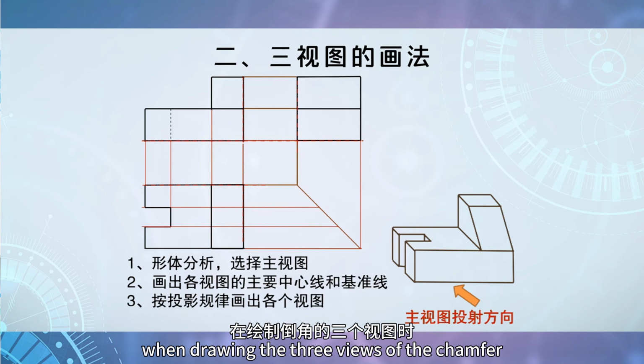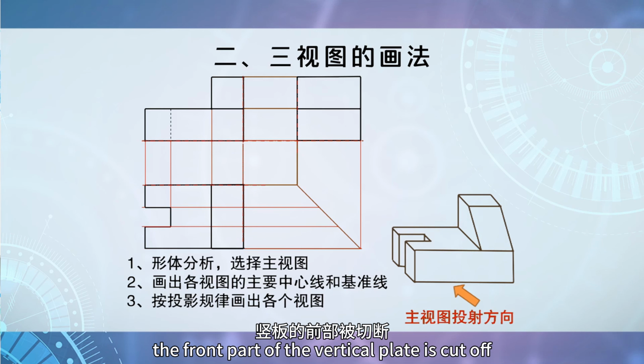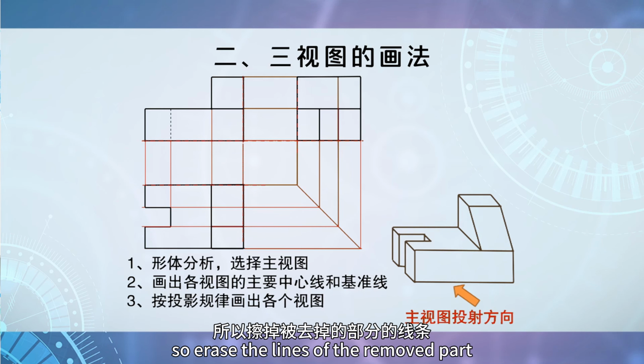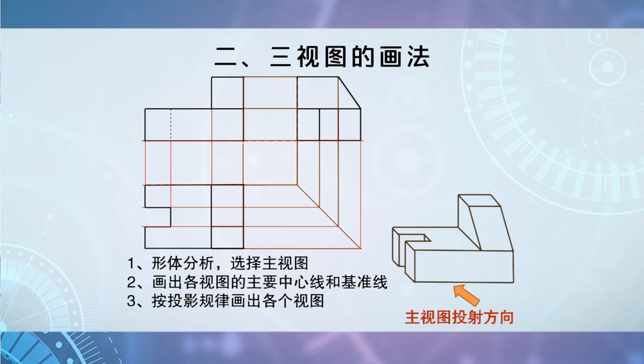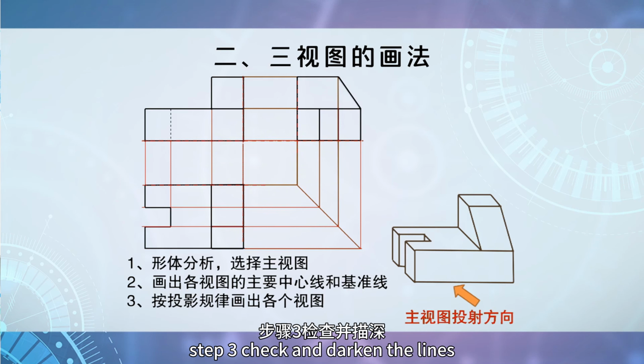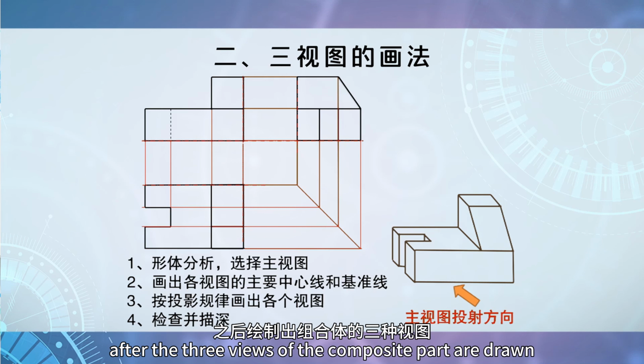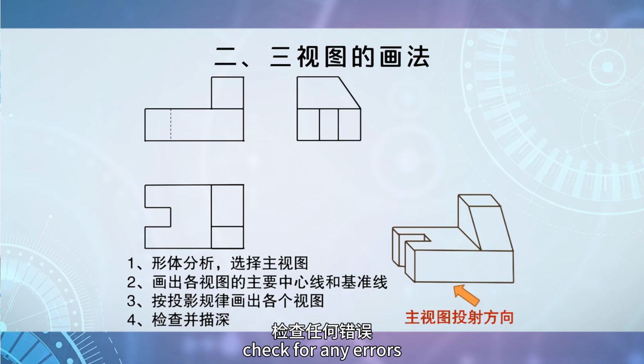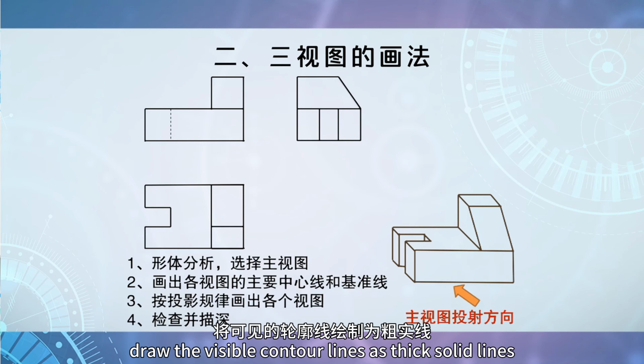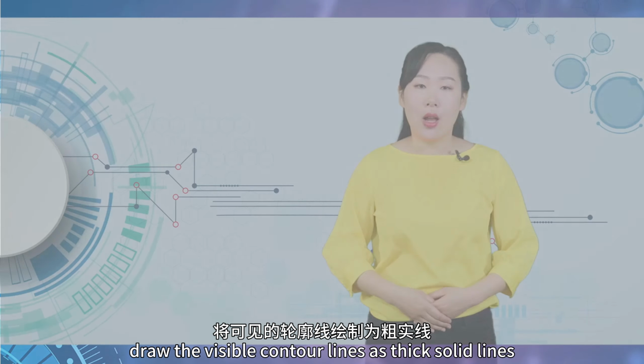When drawing the three views of the chamfer, the front part of the vertical plate is cut off. So erase the lines of the removed part. Step 3. Check and darken the lines. After the three views of the composite part are drawn, check for any errors. If there are no mistakes, draw the visible contour lines as thick solid lines.